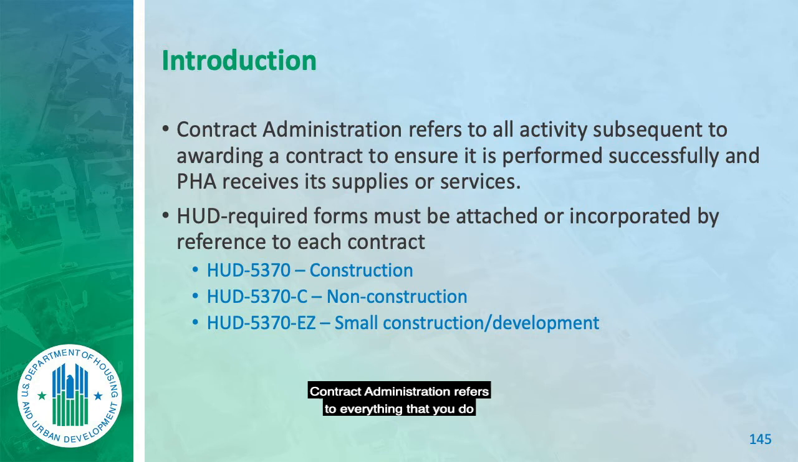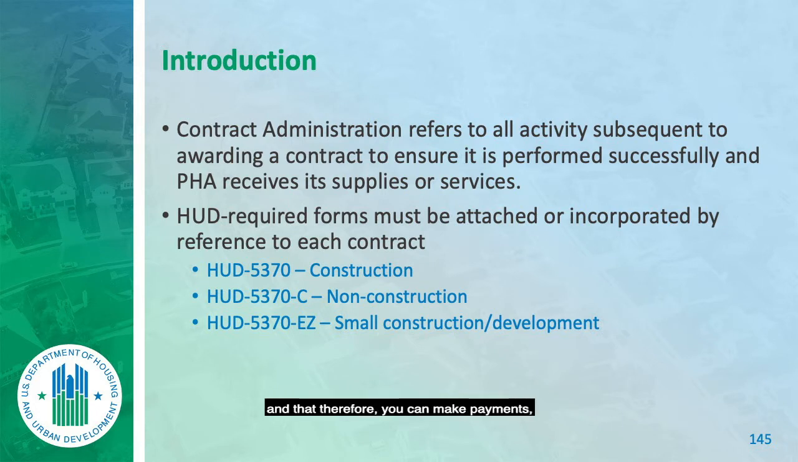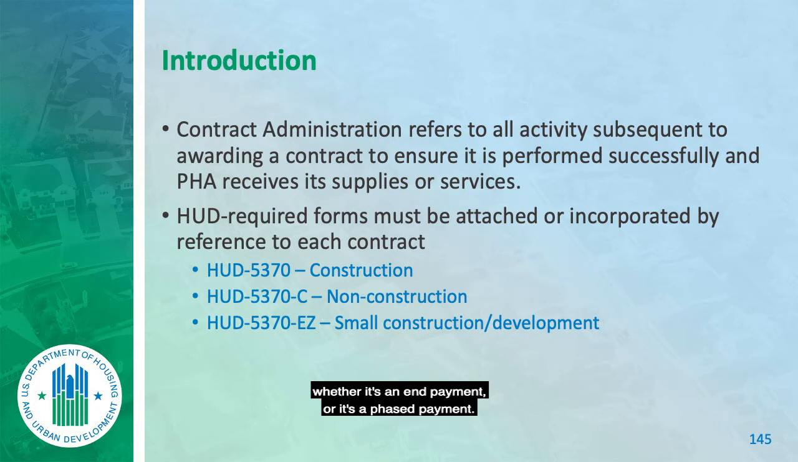Contract administration refers to everything that you do with the contractor. If it's a contractor, it means you have a contract. And it's everything you do to ensure that the work is performed properly and that you have received everything and that therefore you can make payments, whether it's an end payment or it's a phased payment.